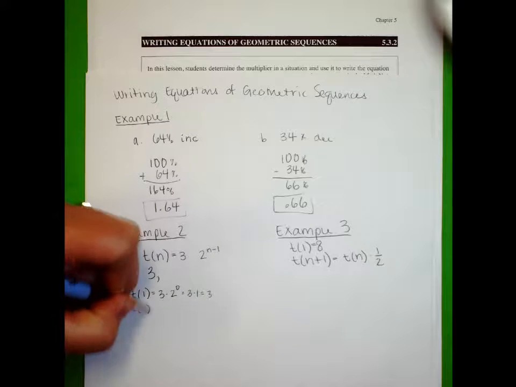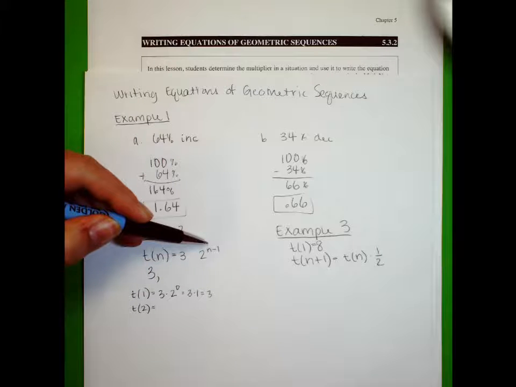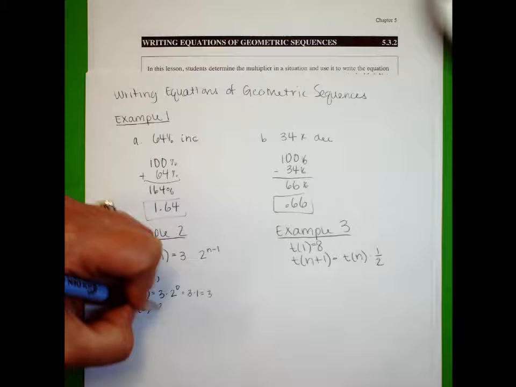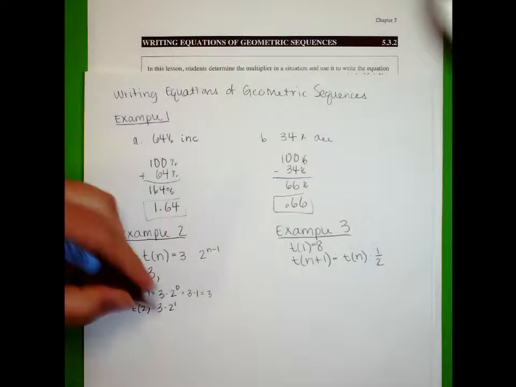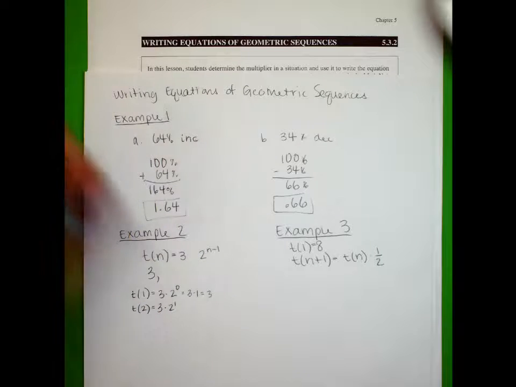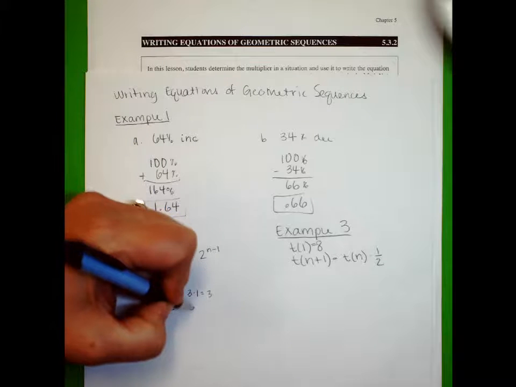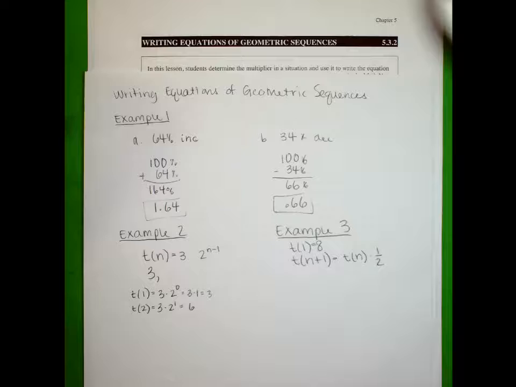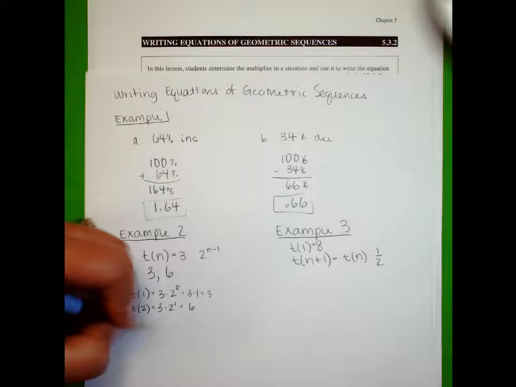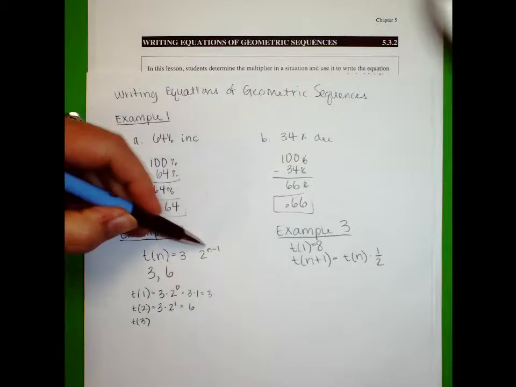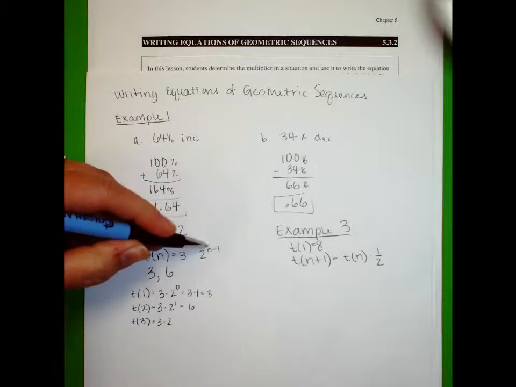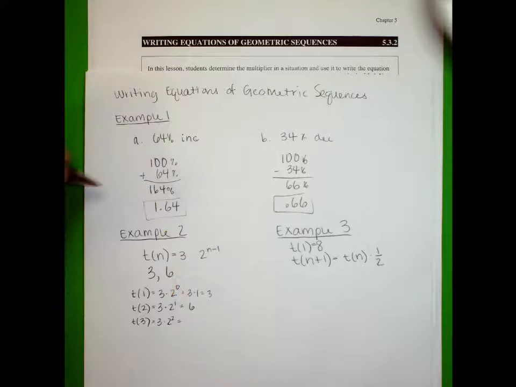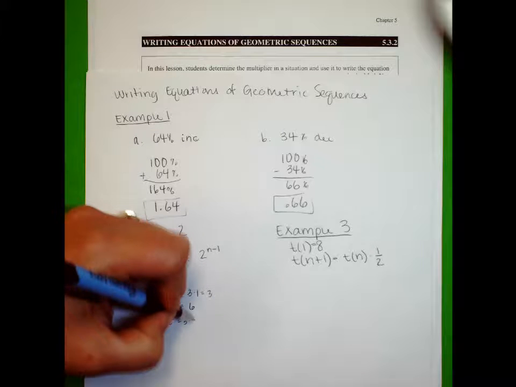Our second term, you plug 2 in for n. We have 3 times 2 to the, what is 2 minus 1? A number to the first power is just itself, so we have 3 times 2, which would be 6. So our second term is 6. To find our third term, you plug 3 in for n. So we have 3 times 2 to the 3 minus 1 is 2. So 3 times 4 gives us 12.